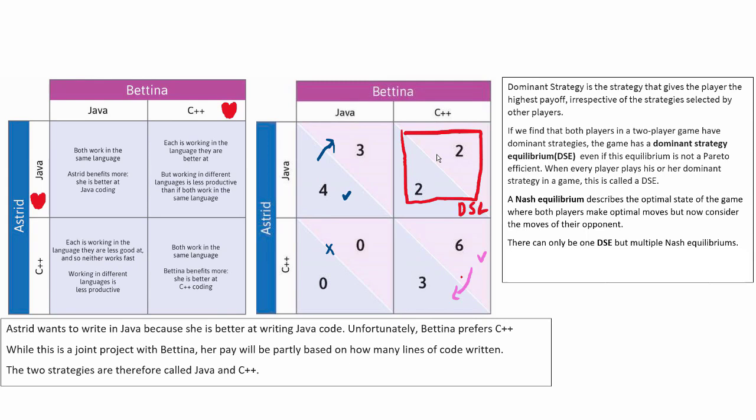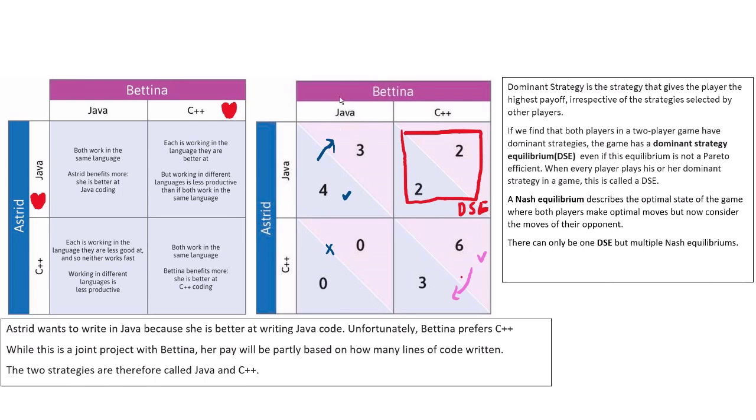Each player's best response does not depend on what the other player does, unlike in this example. For this joint project, they are going to use either Java or C++. So let's look at the Nash equilibrium now. If you want to find the Nash equilibrium, we need to know what the other person is choosing. Okay, let's start from Bettina.